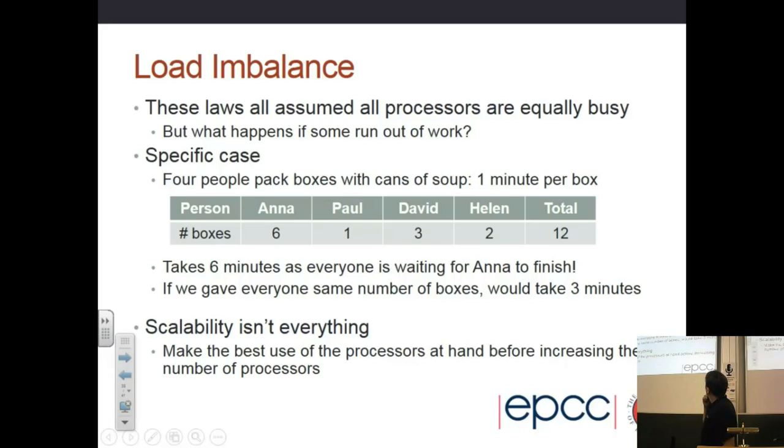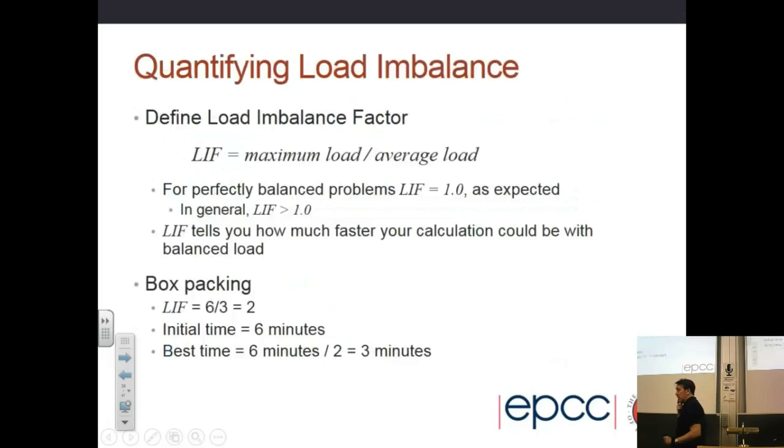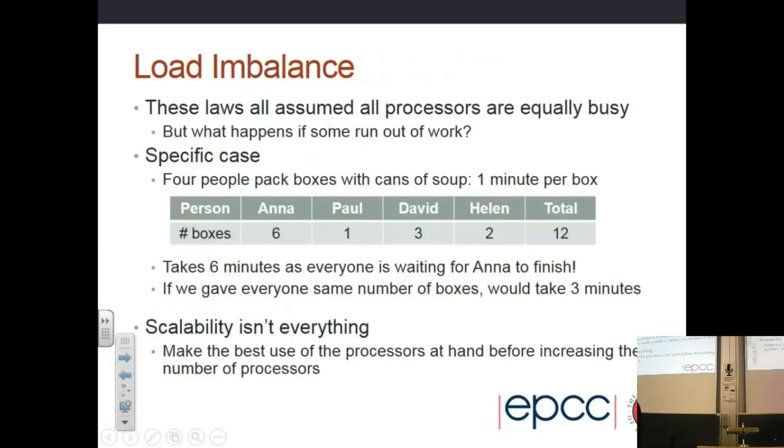If there were four of us, Anna, Paul, me, and Helen, and we had to pack some boxes with cans of soup, at one minute per box. Well, if Anna has 6 boxes, I have 1 box, Paul has 1 box, and Helen has 2 boxes, the important point is that we're packing 12 boxes. So if one person were to pack 12 boxes, it would take 12 minutes. So 4 people packing 12 boxes will take 3 minutes.